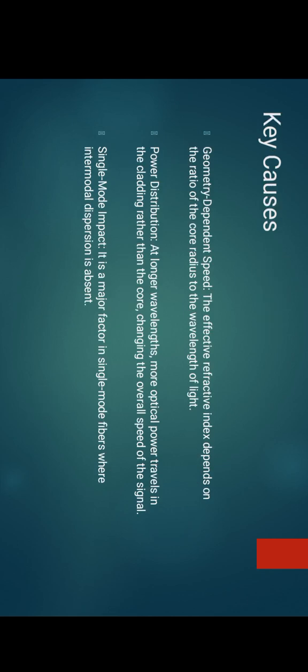The key causes of waveguide dispersion. First one, geometry dependent speed. The effective refractive index depends on the ratio of the core radius to the wavelength of light. Second one, power distribution. At longer wavelengths, more optical power travels in the cladding rather than the core, changing the overall speed of the signal. Third one, single mode impact. It is a major factor in single mode fibers where intermodal dispersion is absent.